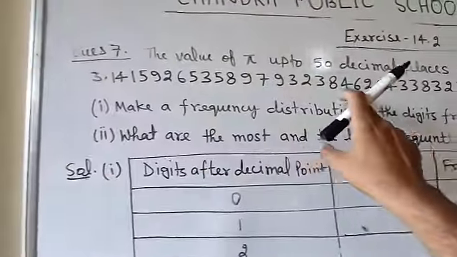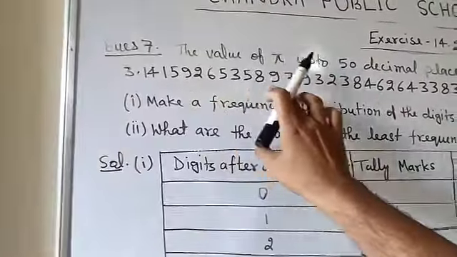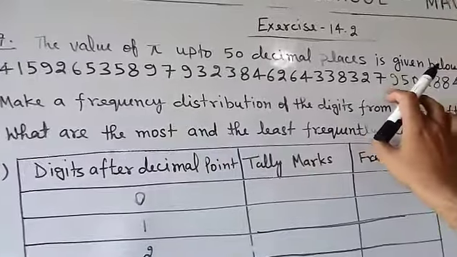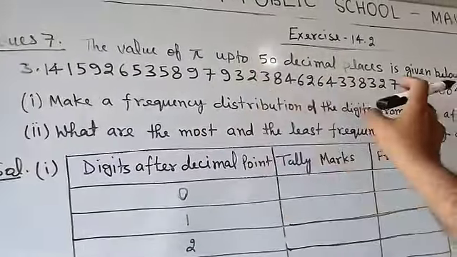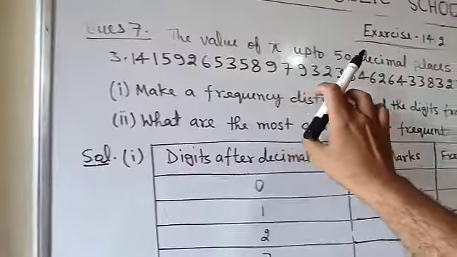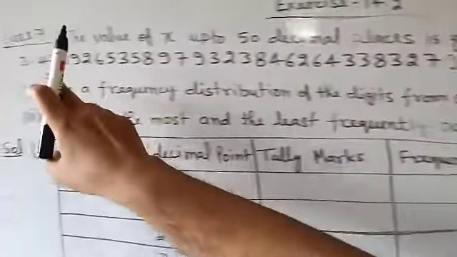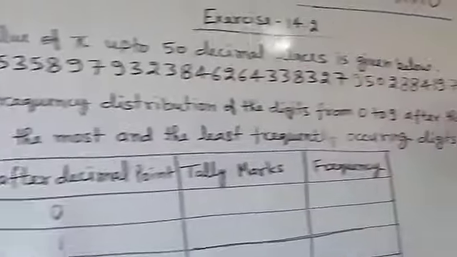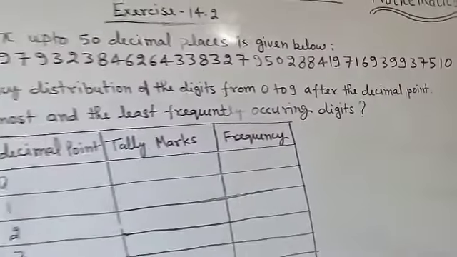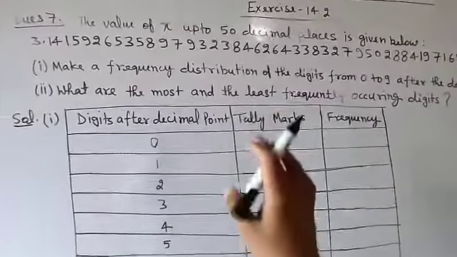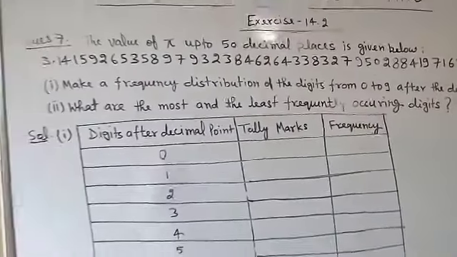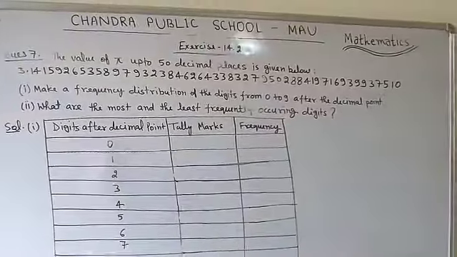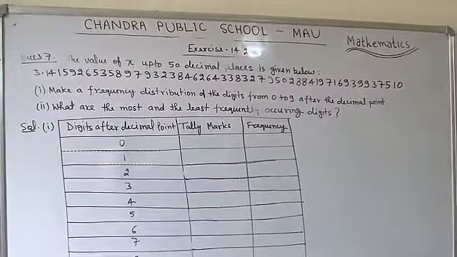Here it is given the value of pi, 3 point, and many digits are written after the decimal. It is given that 50 decimal places are given. It means after the decimal you are going to get 50 digits, from the first to the last, a total of 50 digits. You need to make the frequency distribution of the digits 0 to 9 after the decimal point.